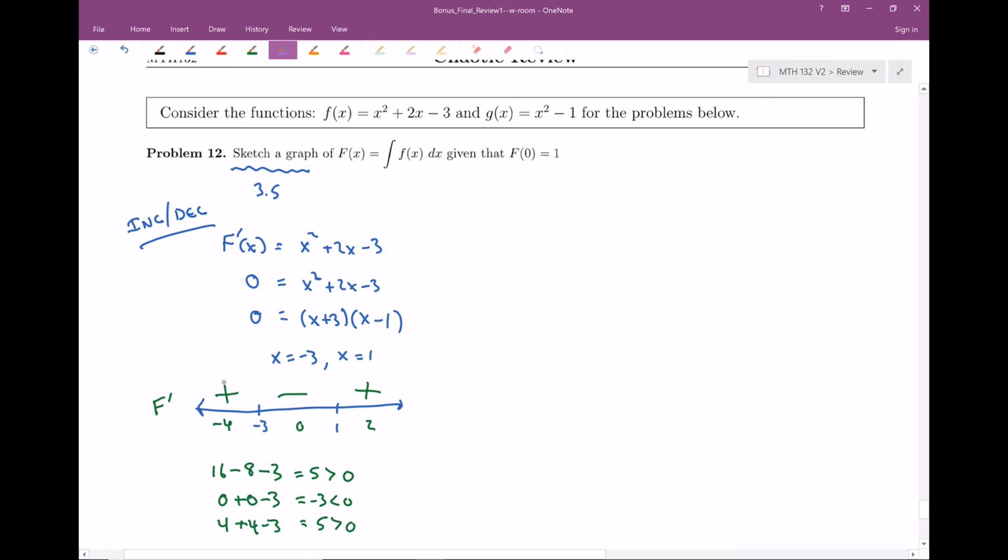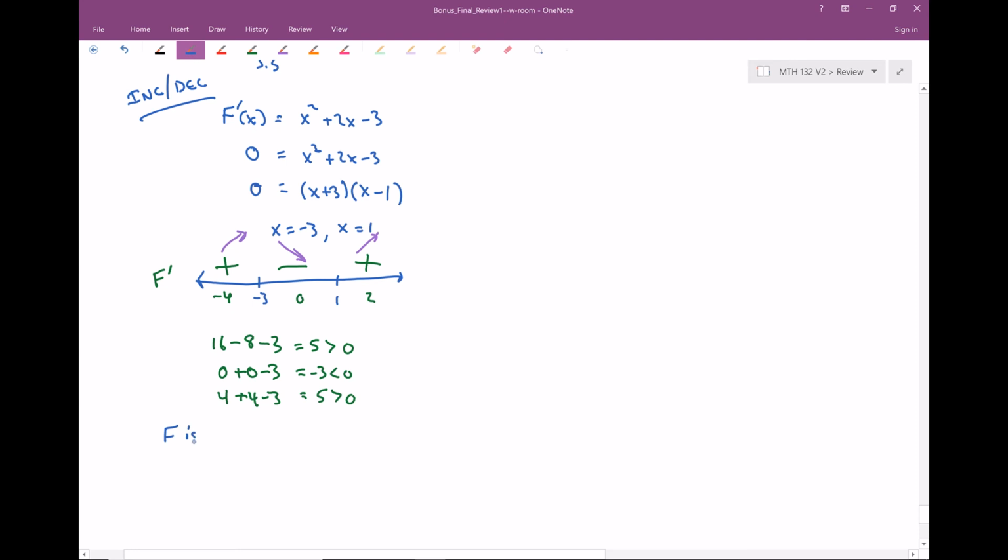Remember, a positive derivative means it's increasing, a negative derivative means it's decreasing, and a positive derivative means it's increasing. So we can say that capital F is increasing on negative infinity until negative 3, and then again from 1 to infinity. Likewise, F is decreasing on the interval from negative 3 to 1. So that's stuff about increasing and decreasing.